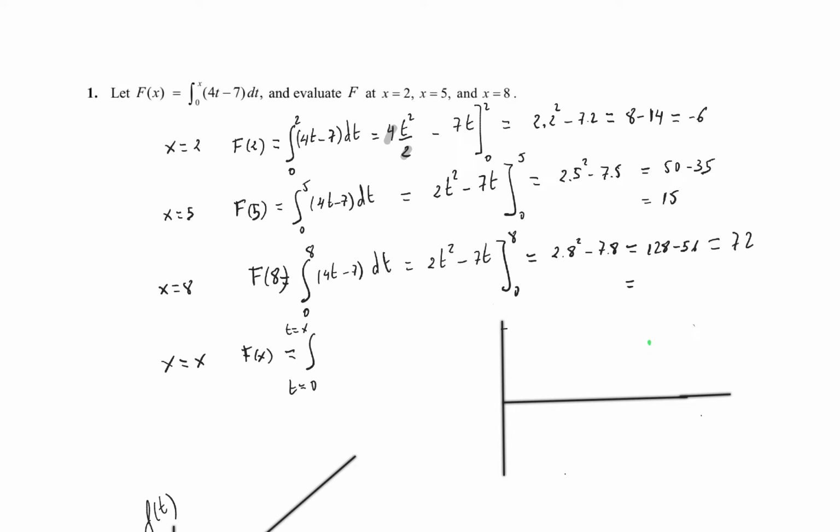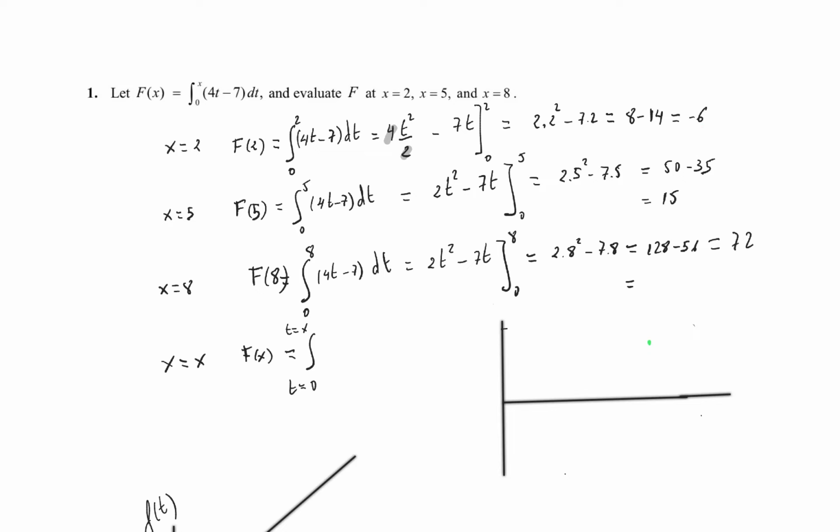What is capital F of x between 0 and x, for the particular case when x equals 2? F of 2 is the integral from 0 to 2 of 4t minus 7. The antiderivative of 4t minus 7 is 4t squared divided by 2 minus 7t, between 0 and 2. And if you make the calculation, it will be minus 6.